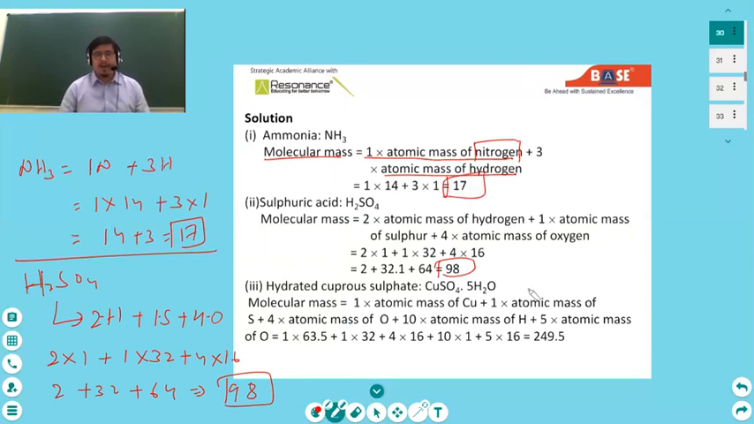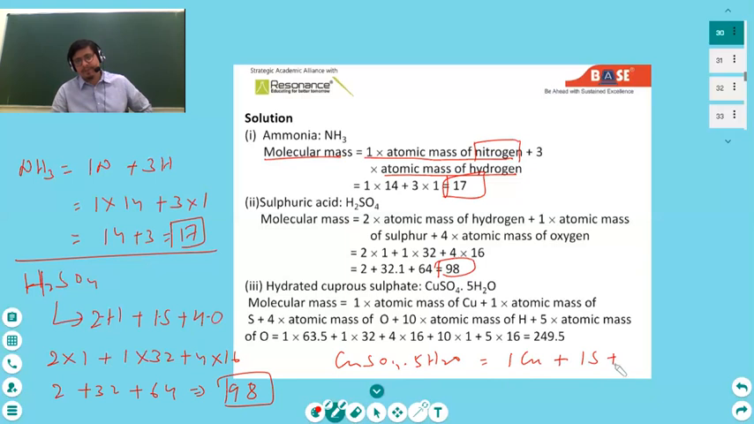Okay. Next one is hydrated copper sulfate, CuSO4·5H2O. So for the molecular mass, what we write here is copper sulfate dot 5H2O. There is one copper, there is one sulfur. Total how many oxygens are there? Don't mix the 4 and that side, okay? That we will write separately. So there are 4 oxygens here.